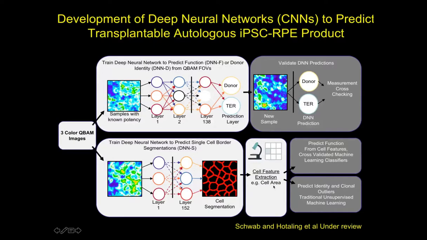and then extracted all the cellular features, for example, cell area, hexagonality, number of neighbors, and then use those cellular features to again predict the same outcome. Can we have the cellular features correlate to transepithelial resistance or donor identity of the cells? So this seems to be working well.